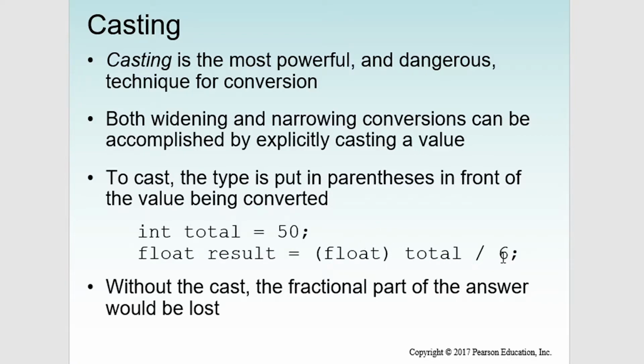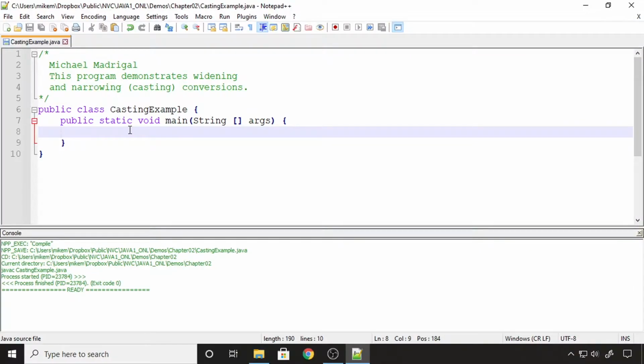I'll go ahead and do an example of this. Without the cast, the fractional part of the answer would be lost. I made a class called CastingExample. I'm going to go ahead and compile this to make sure I haven't messed anything up. So I'm going to go ahead and do some demonstrations of the things that we just talked about.